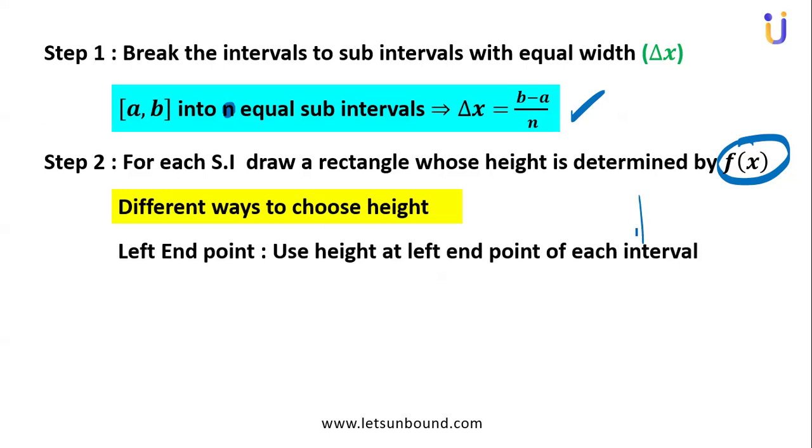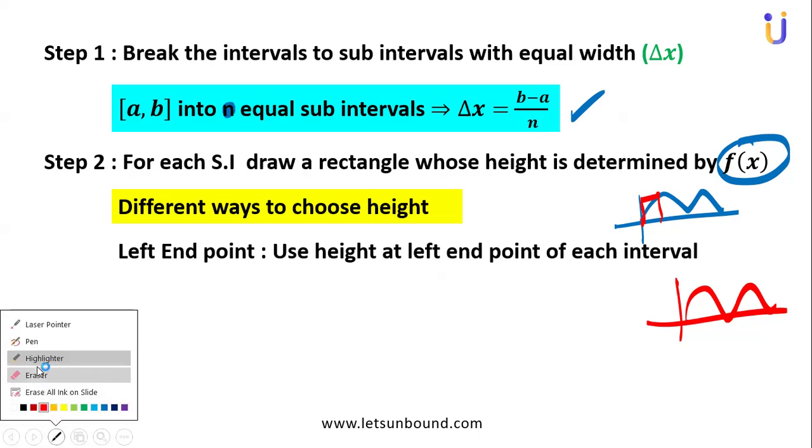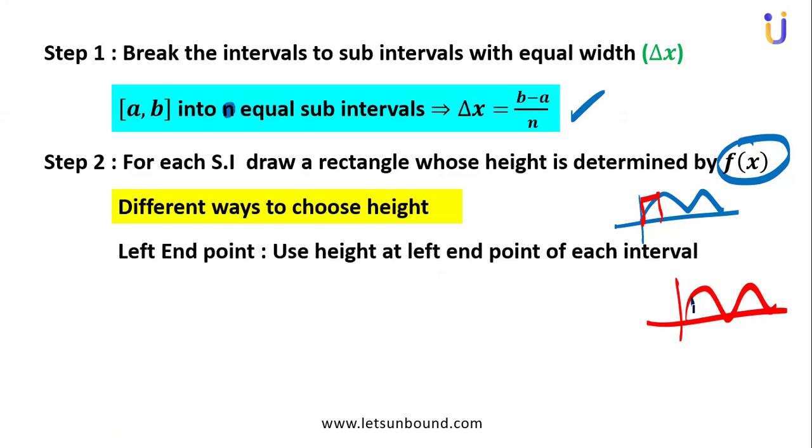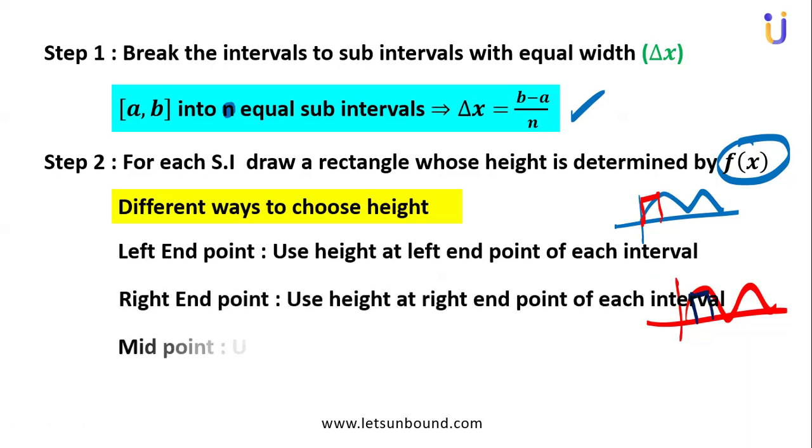So if this is your curve, and you want to draw a rectangle, this is your interval 0 and 1. This time I choose the right endpoint. I make a rectangle, right? If you choose a left endpoint, it will be something like this. Left endpoint over here, and I'm making a rectangle like this. Anyways, we are making a rectangle, but there are different ways to choose. Left endpoint, and one more, which is right endpoint we have seen, and the midpoint.